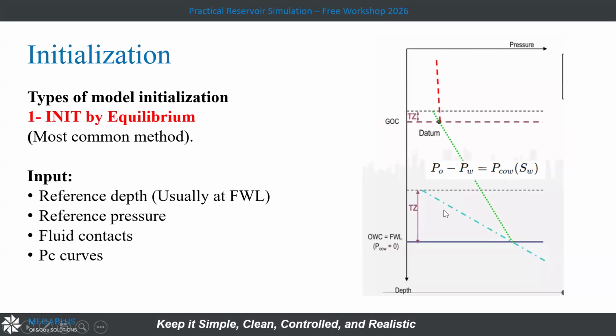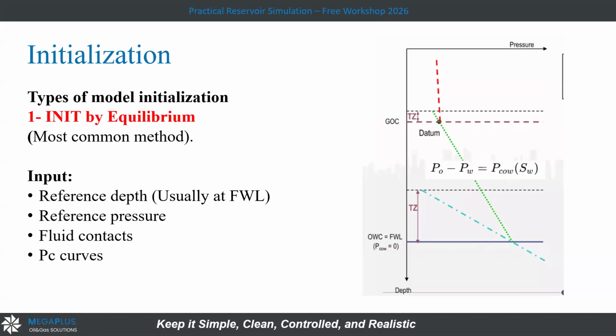So in initialization, we will put here a datum, and this datum is at the contacts. So we will have here a datum that will be, as an example, 4,000. If we go deeper, the pressure will increase by 0.45, and if we go shallower, the pressure will decrease by 0.35. And then we will put another datum, the gas oil contact, to be here, so it will distribute the saturation and the pressure according to the datum and the pressure that I give.